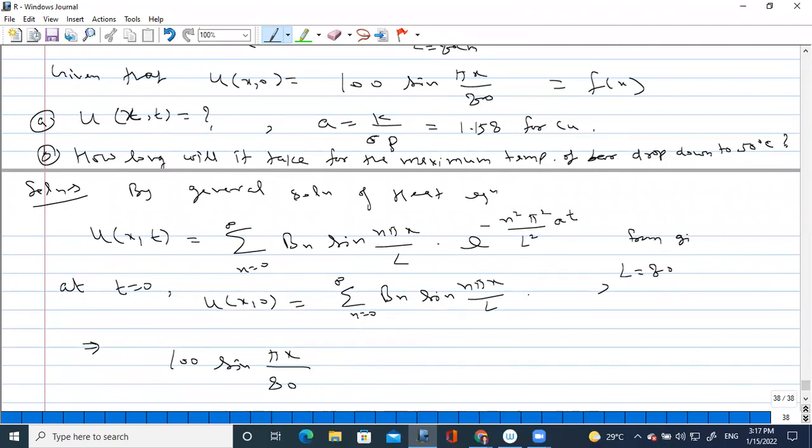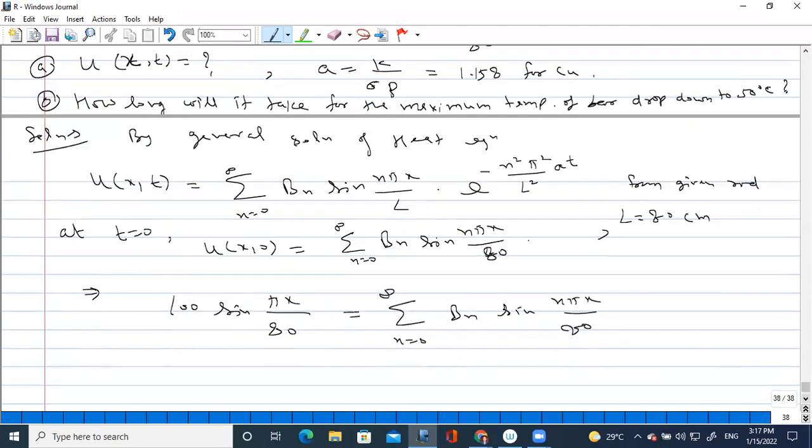From the given rod you can find out that L is equal to 80 centimeter. So that we also can put. So in place of L you can put 80. So now this 100 sin(pi x by 80) will be summation n equal to 0 to infinity b_n sin(n pi x by 80).